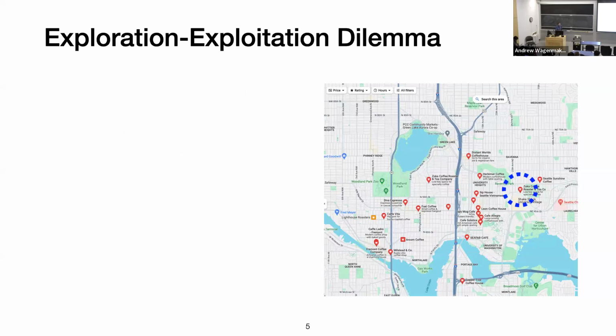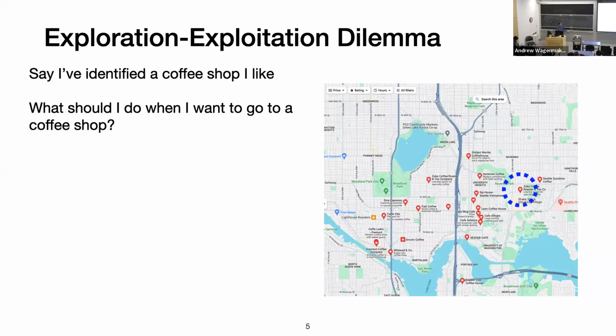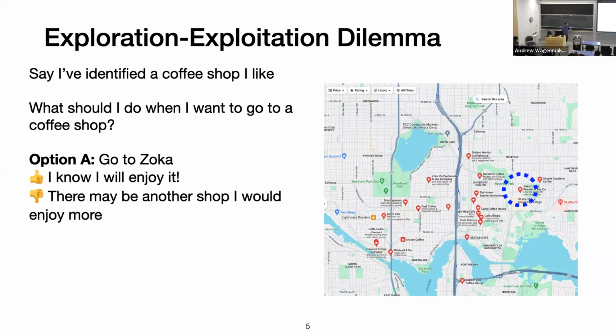So say I've done some amount of exploration and I figured out that I like Zoka. So I start going to Zoka. Now, any given time I want to go to a coffee shop, I think about doing two things. Option A is I just go to Zoka. Like I know I'll enjoy it. I've already been there. I like it. So it'll be a good experience.